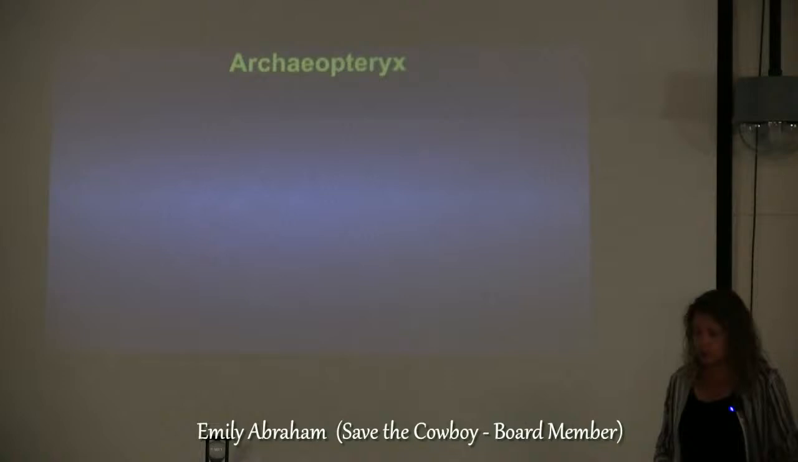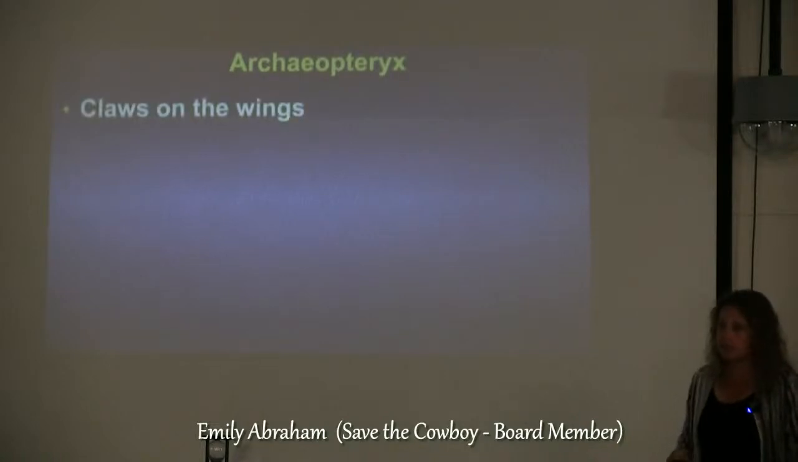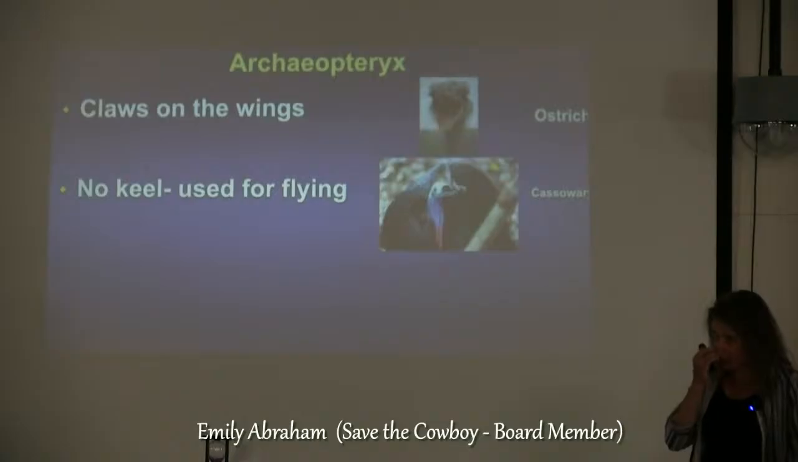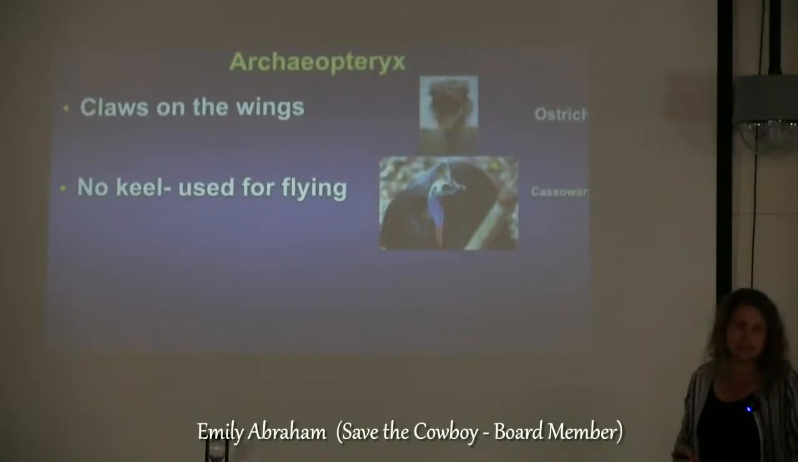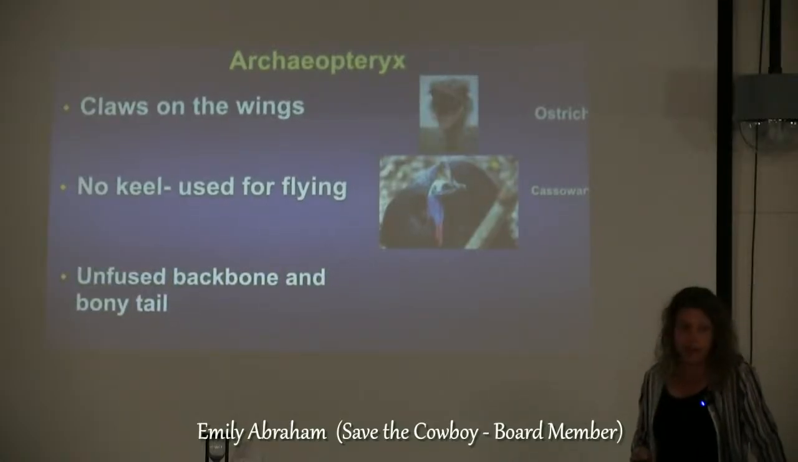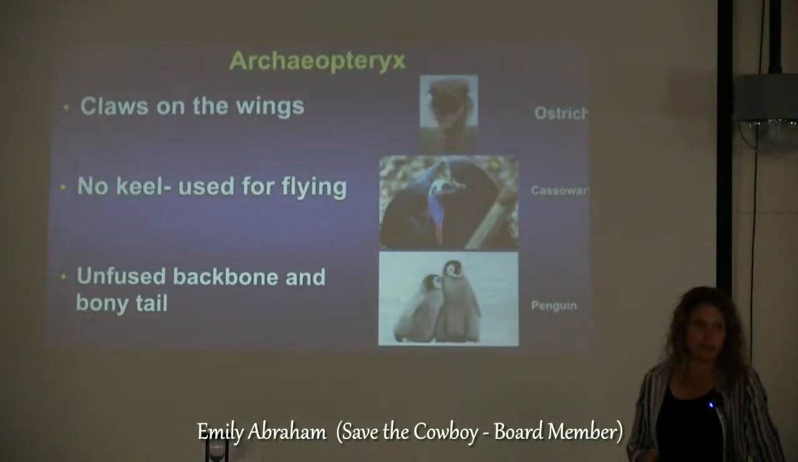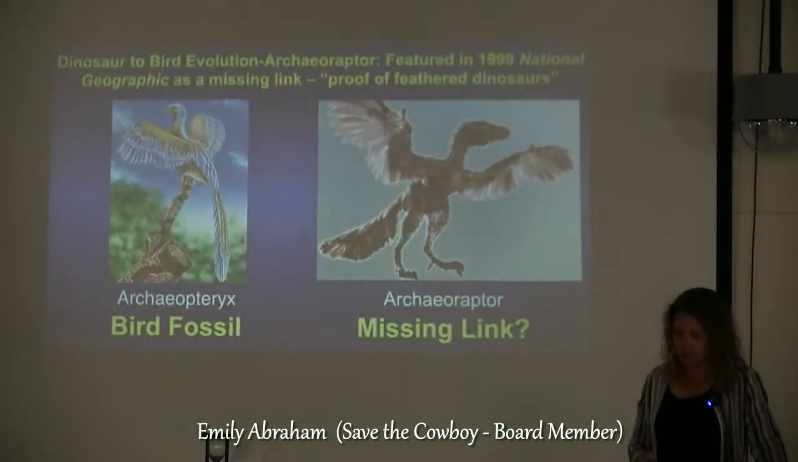Okay, so Archaeopteryx, he had claws on his wings. Well, so does an ostrich, and nobody thinks an ostrich is a reptile. Okay. This Archaeopteryx didn't have a keel, which is used for flying. Well, the cassowary bird, nobody thinks is a reptile, and he doesn't have a keel either. He had an unfused backbone and a bony tail. Well, so does a penguin. And nobody thinks a penguin is a reptile, it's a bird. Okay, so Archaeopteryx is a bird.